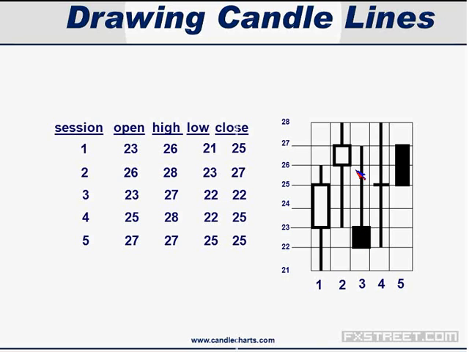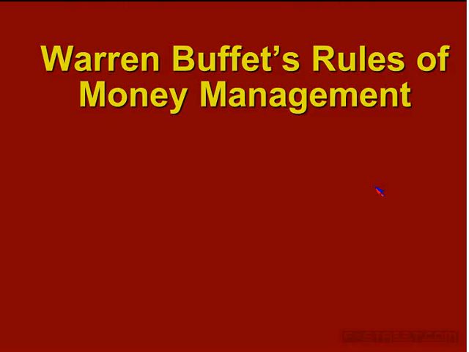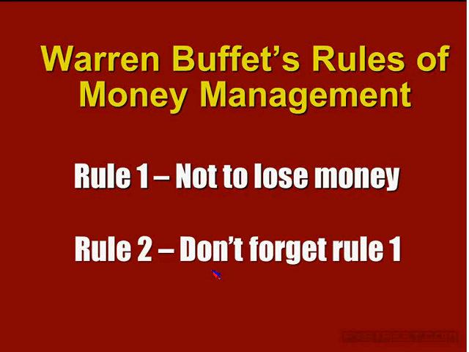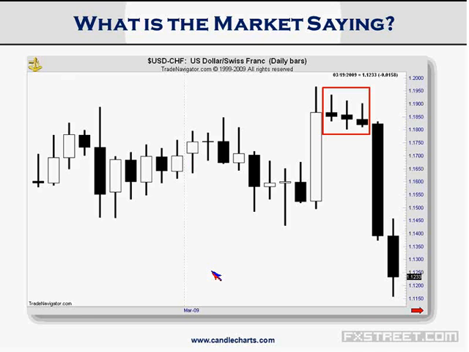Now, the next line we're going to be looking at is called a doji. The opening and closing are the same, or nearly the same. And with a doji, there's a balance of forces between the bulls and the bears. Now, why is this important to know? Well, let me segue into this concept here. And some of you may have heard this, Warren Buffett's rules of money management. Rule 1 is not to lose money. Rule 2 is don't forget rule 1.